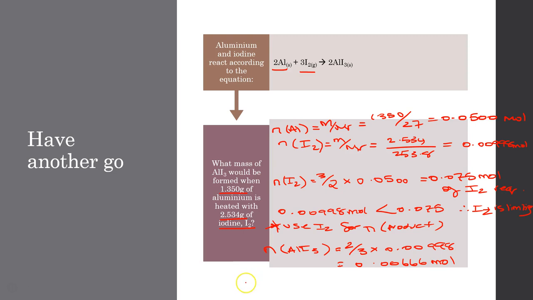And from here, I can work out the mass of my aluminium iodide. So mass of aluminium iodide is going to equal 0.00666 multiplied by the molar mass, which is quite big because lots of iodine, 407. So we will get, even though we have a very small number of mole, 2.71 grams of aluminium iodide being produced. Hopefully you got that answer and you are feeling a little bit more confident.